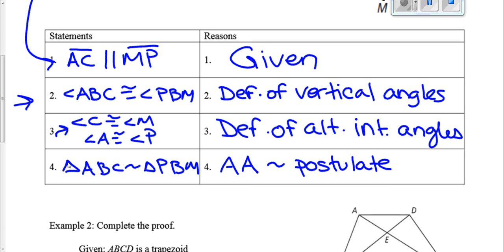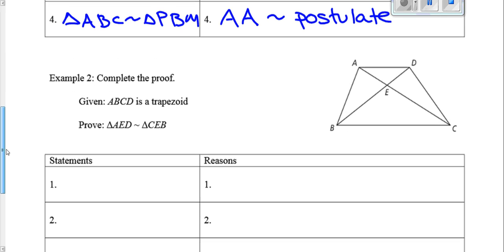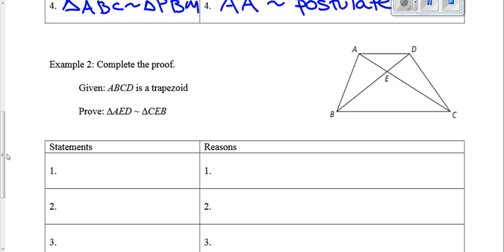So angle, angle. If you need to, pause the video, rewind, and go back and watch that proof again. All right, number 2. Given ABCD is a trapezoid, we are proving AED is similar to CEB.